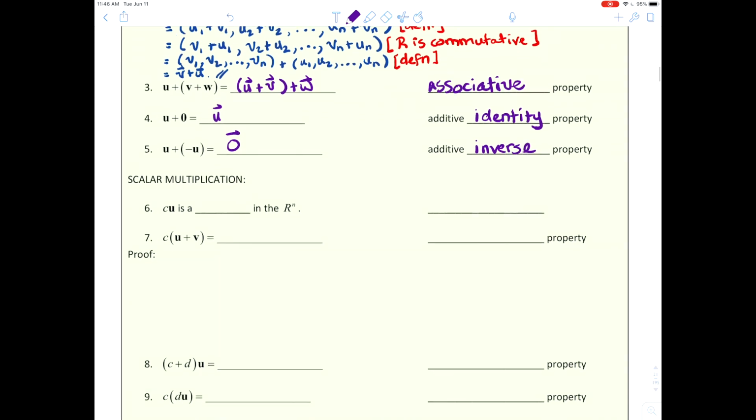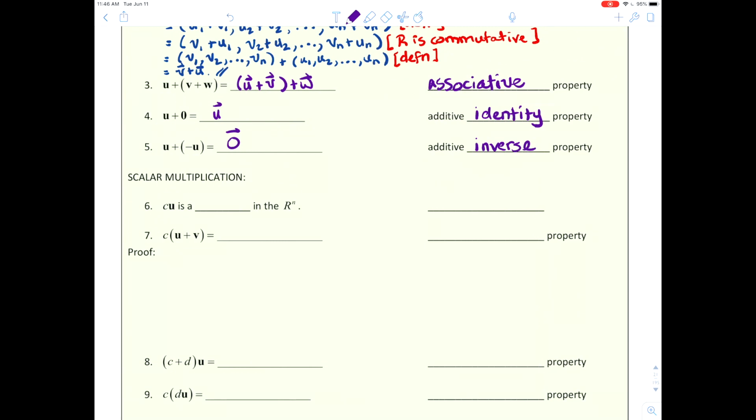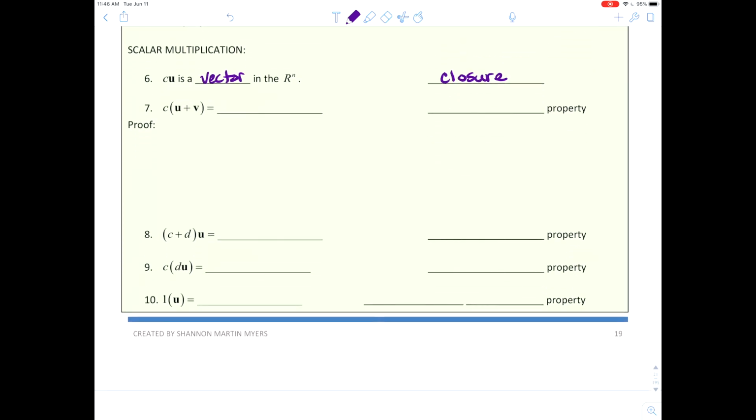Groovy? All right. So scalar multiplication. Again, that proof would be very similar to what we did in the first one. A scalar c times a vector u needs to be a vector in Rn, and so that is the closure property for scalar multiplication. Now we're in scalar multiplication. And then a scalar times a sum of vectors is equivalent to the scalar distributed to each vector. So there's actually two distributive properties.